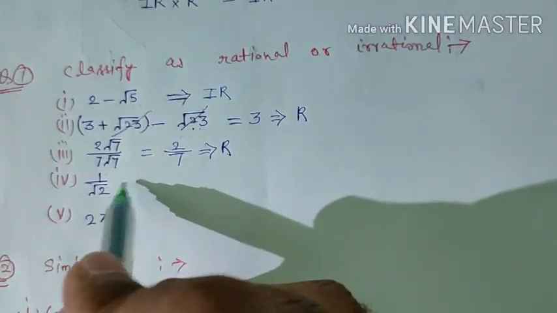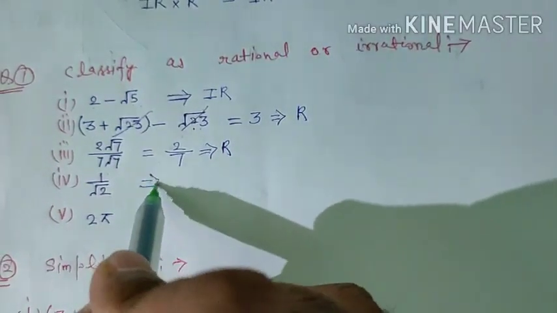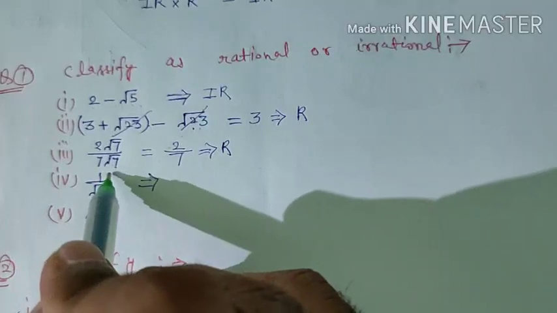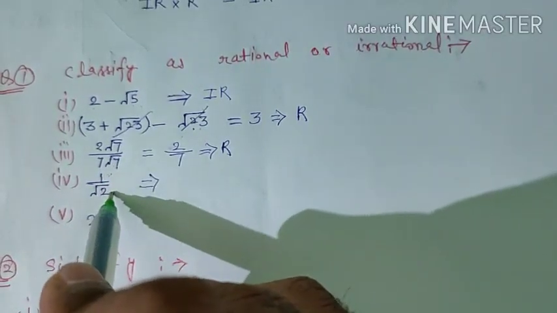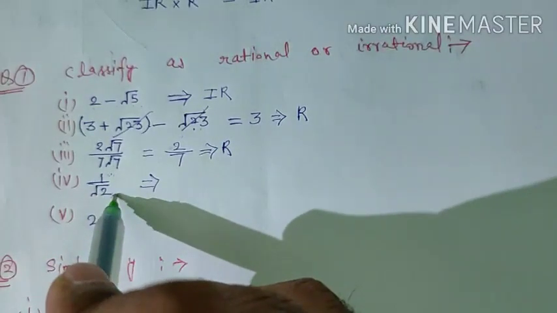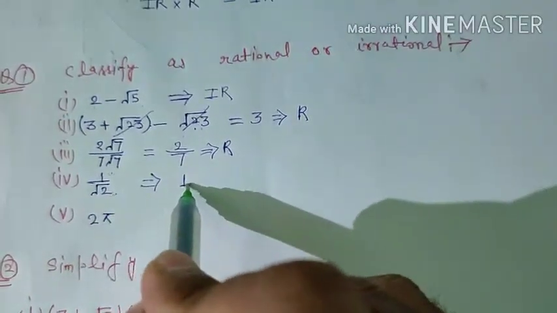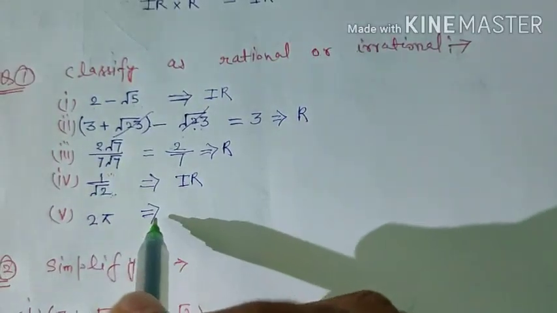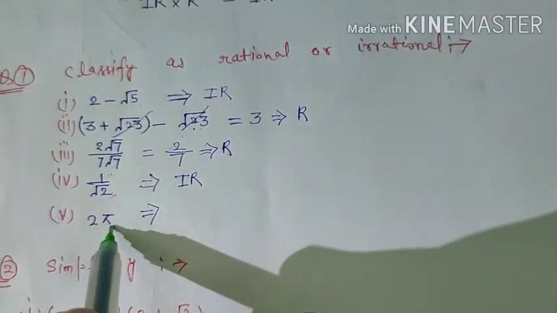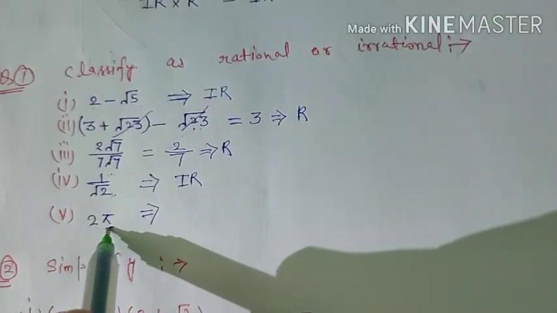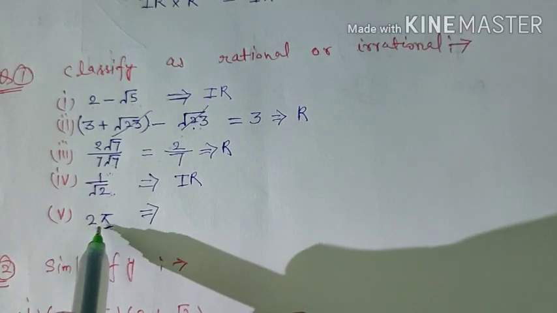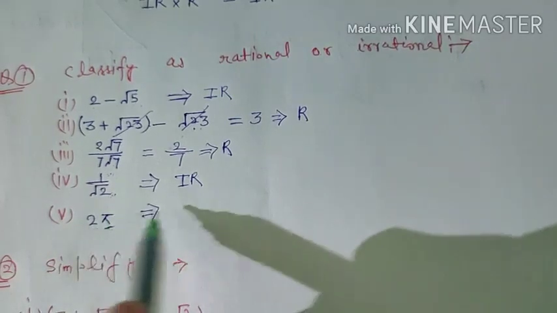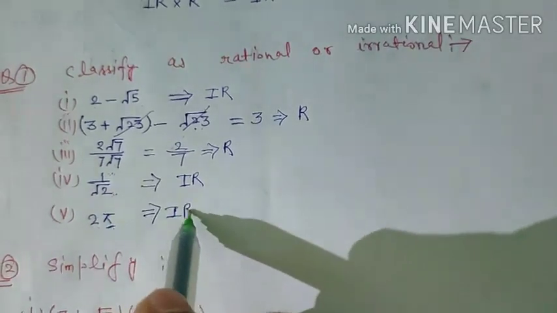1 by root 2, this is rational and this is irrational. Rational upon irrational, if I divide these numbers, I'll be getting an irrational number, as we have discussed in the formulas, rules. 2 pi. As you know, this pi is an irrational number. If you multiply any irrational number with a rational, I'll be getting irrational again.